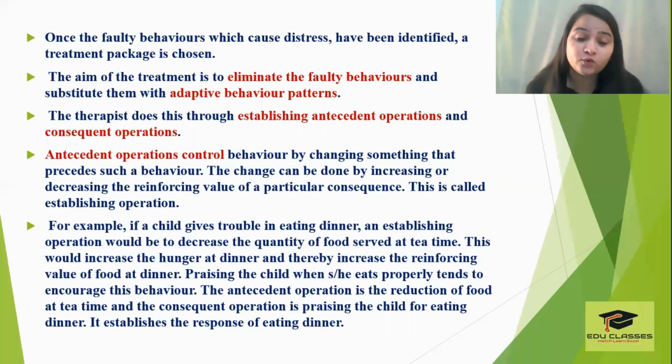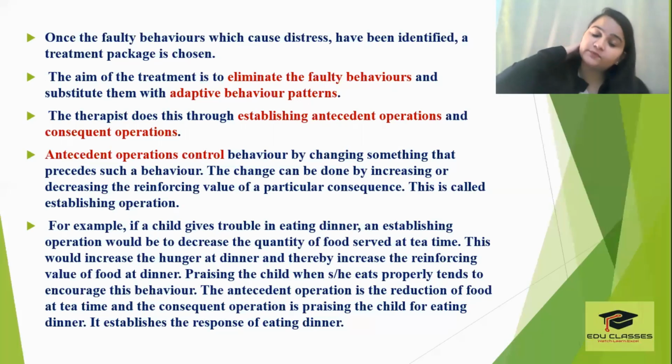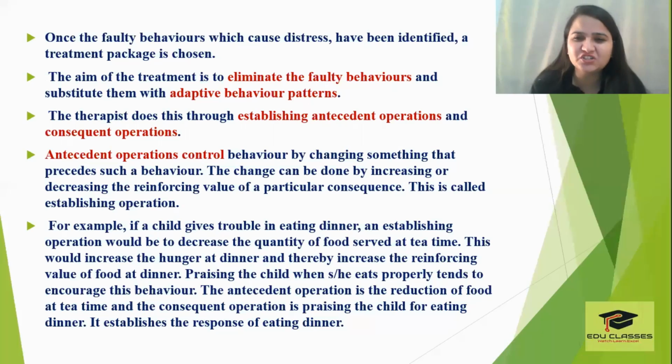Now let's look at an example and understand this. For example, if a child gives trouble in eating dinner, an establishing operation would be to decrease the quantity of food served at tea time, right? यानी क्या कर रहे हैं, what the therapist or what the parent is doing, अगर बच्चा खाने के टाइम पे बहुत चिक चिक करता है या the child is not very interested in eating, so यहाँ पे establishing behavior क्या हो सकता है कि आप जो है बच्चे की खाने की क्वांटिटी कम कर दें ड्यूरिंग टी टाइम, बिकॉज वो डिनर के टाइम पे इश्यूज क्रिएट कर रहा है. ये क्या करेगा, this would increase the hunger at dinner and thereby increase the reinforcing value of food.